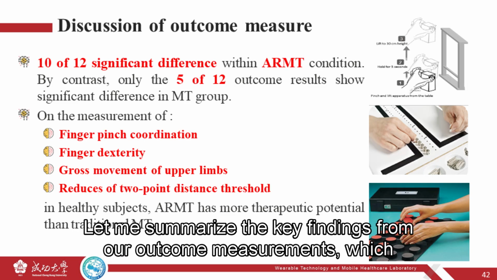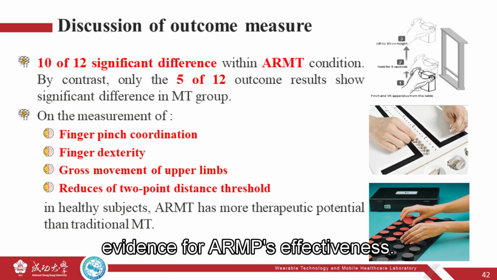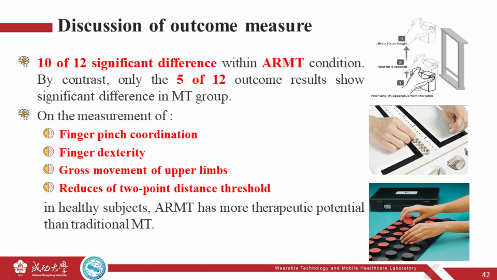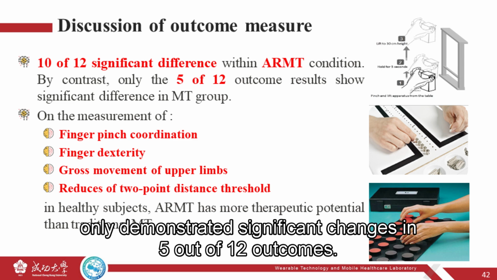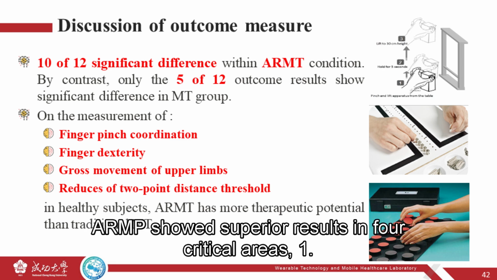Let me summarize the key findings from our outcome measurements, which demonstrate compelling evidence for ARMT's effectiveness. The statistical analysis reveals a striking contrast. ARMT showed significant improvements in 10 out of 12 measurements. Traditional mirror therapy only demonstrated significant changes in 5 out of 12 outcomes. ARMT showed superior results in 4 critical areas.